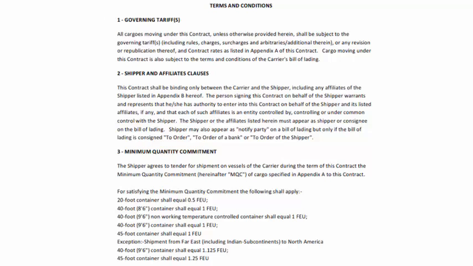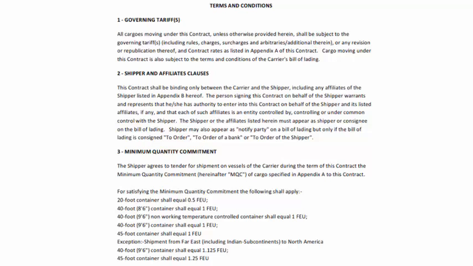With that said, governing tariffs, what does that mean? Basically, the rates that appear in the contract, especially in Appendix A, which we will be looking at, are the rates that apply. Another important point, last sentence, in Clause 1, cargo moving under this contract is also subject to the terms and conditions of the carrier's bill of lading. That's the reverse side of the bill of lading, where a lot of liability limitations are listed by the carrier.